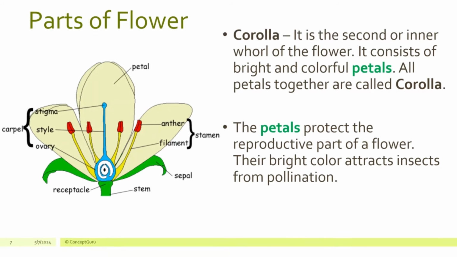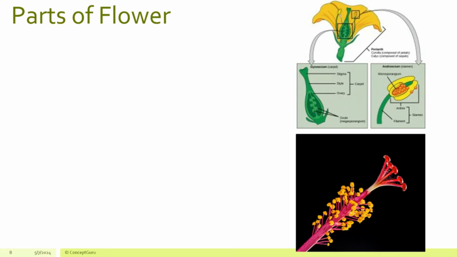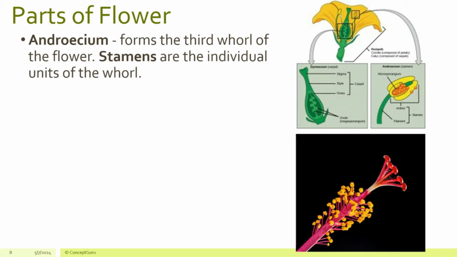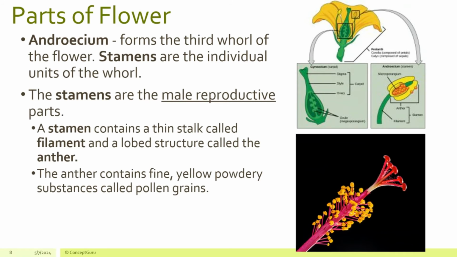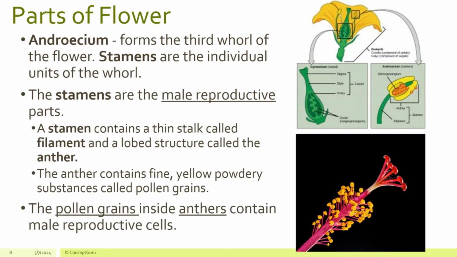Now let's talk about the next part of the flower, that is the androecium. The androecium forms the third whorl of the flower. Stamens are the individual units of the whorl. The stamens are the male reproductive parts. A stamen contains a thin stalk called filament and a lobed structure called the anther. The anther contains fine yellow powdery substances called pollen grains. And what does the androecium do? The pollen grains inside the anthers contain the male reproductive cells.